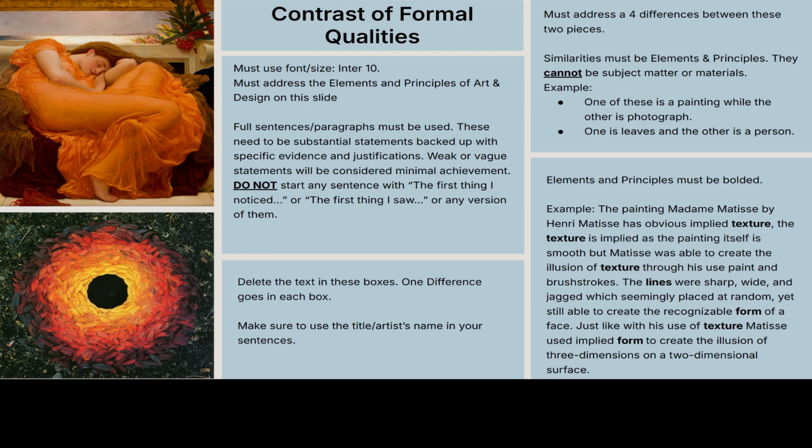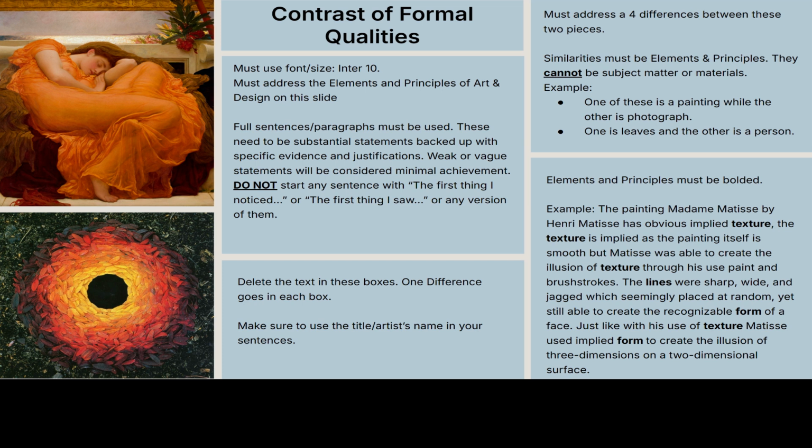On this slide, we are contrasting our formal qualities. So again, we're still only looking at the elements and principles, but we are looking at the contrast. So make sure that you are finding 4 things that are different between these two. Again, it cannot be subject matter or materials.